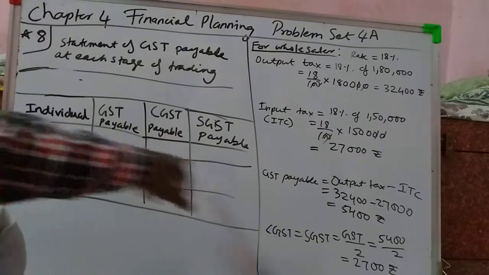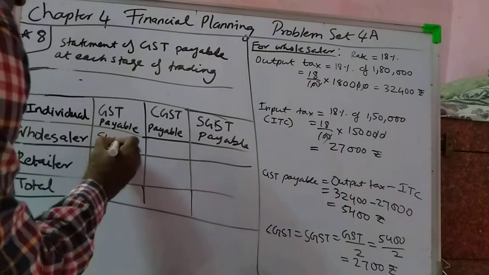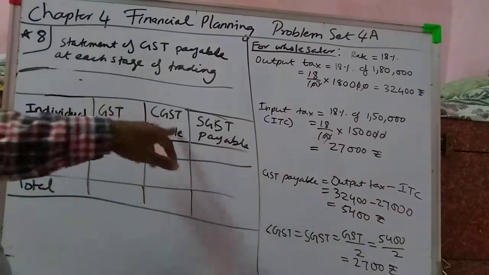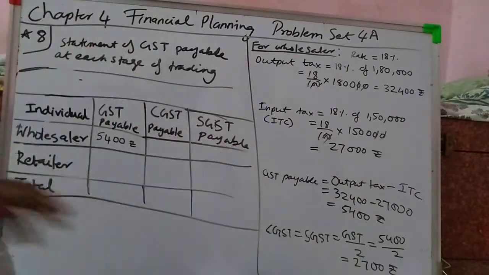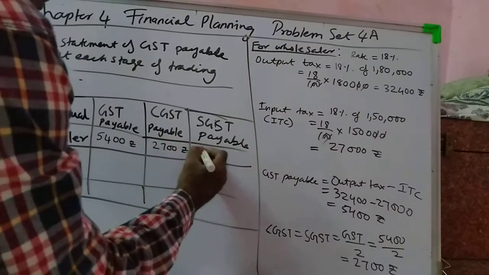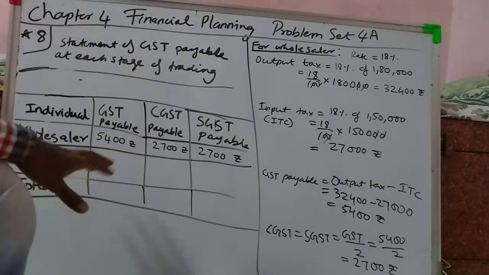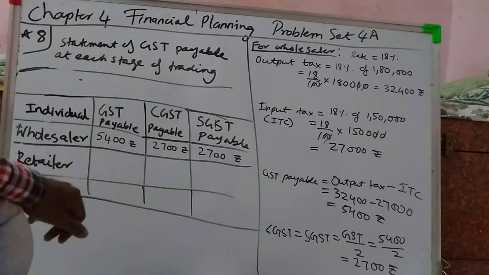So I put the GST, 5,400 rupees, and both halves are equal, that is 2,700 rupees each.